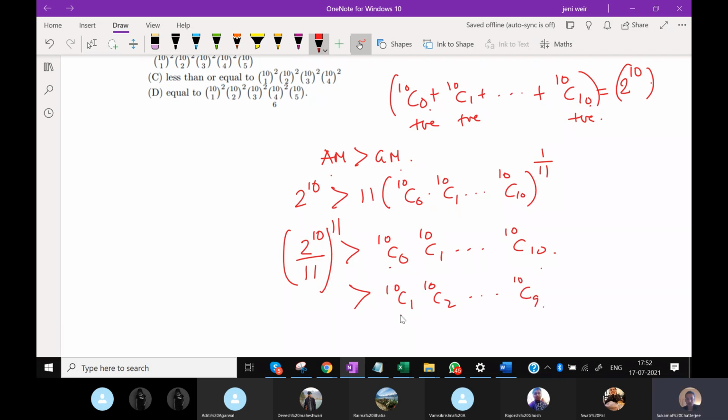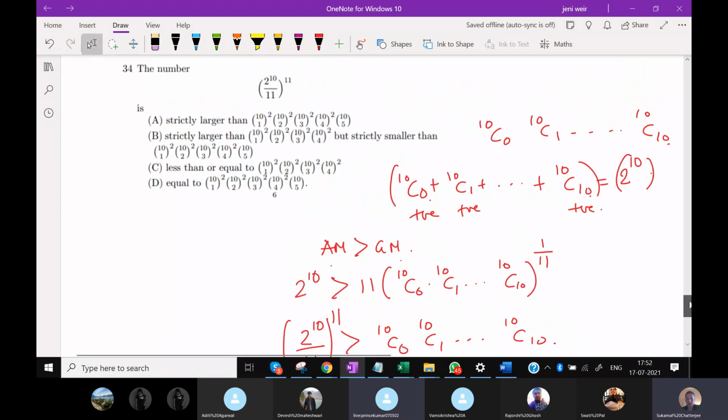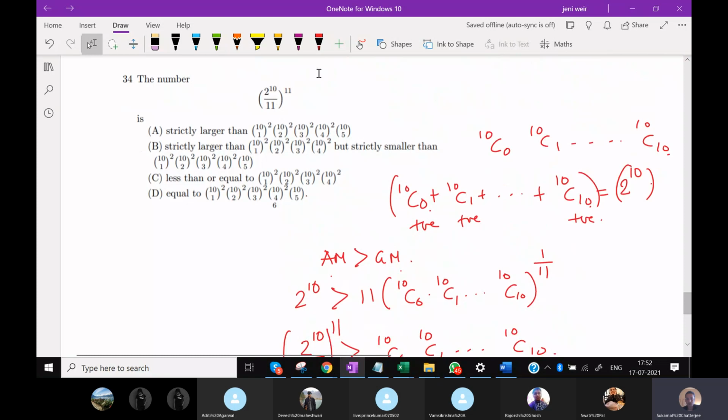Right? Now 10C1 is equal to 10C9. So that means this becomes greater than 10C1 square into 10C2 square, 10C3 square, 10C4 square into 10C5. Clear? Yes, sir. So that means this number will be strictly larger than this first one.